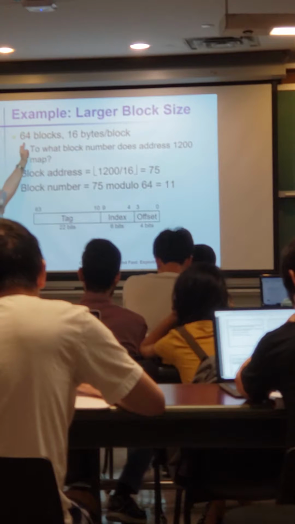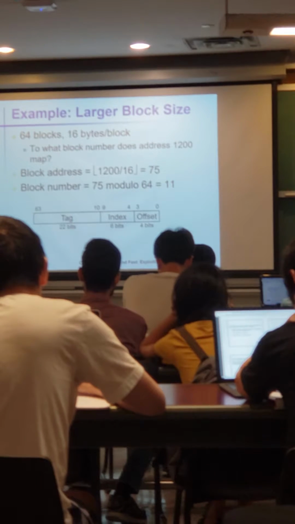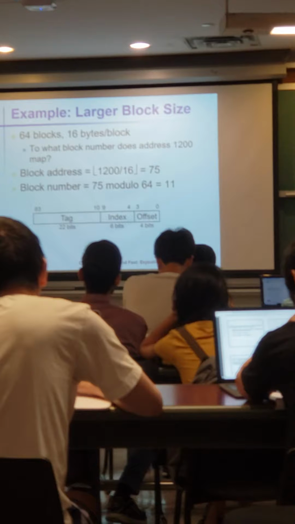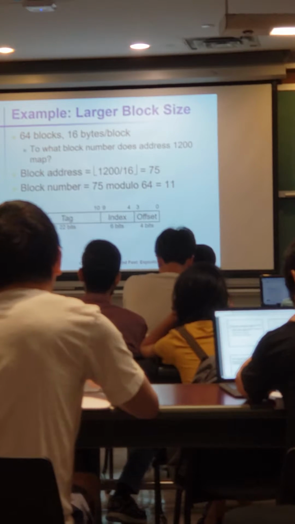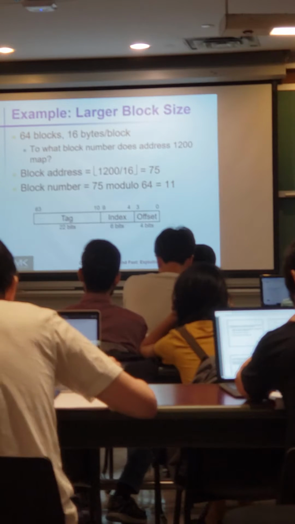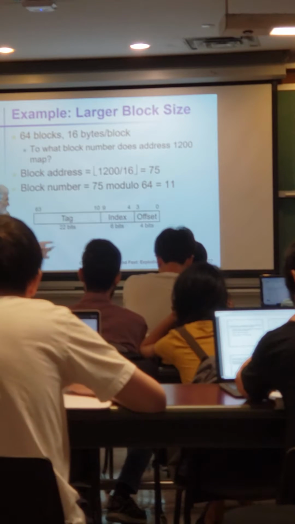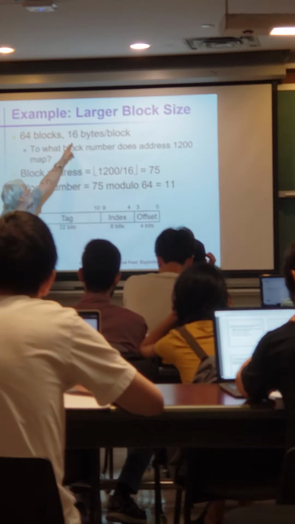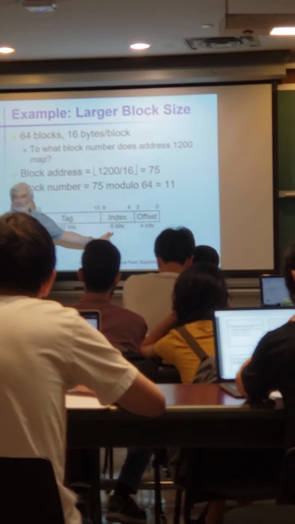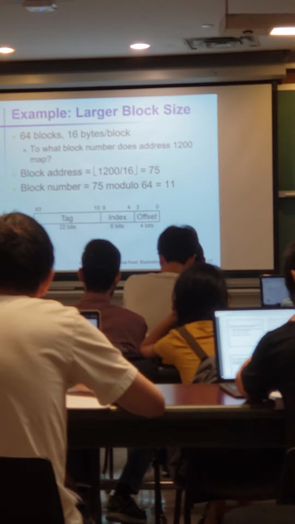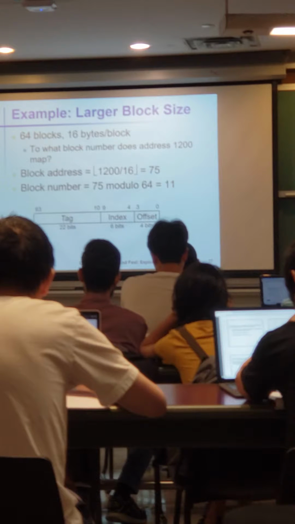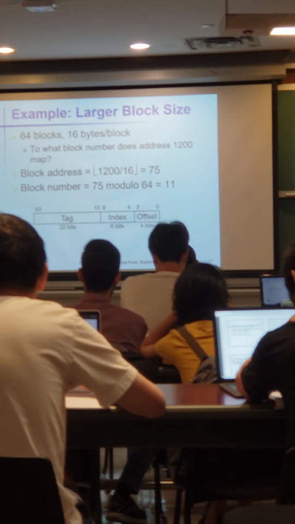And then you have 64 blocks. So this is the size, the number of entries. So 2 to the power 6, right? 16 multiplied by 2, 32 multiplied by 2, 64. So the index is 6 bits, and the offset 4 bits. And then everything that is left is the tag.